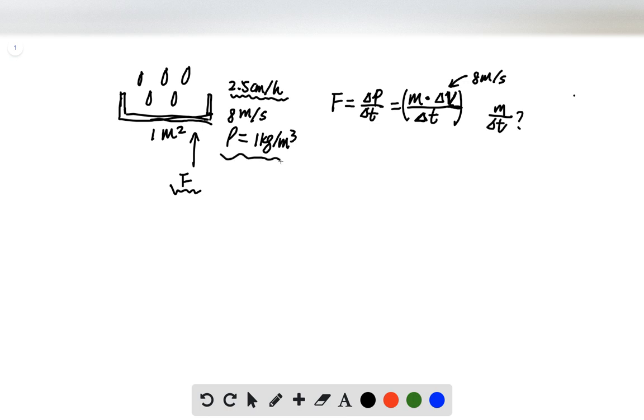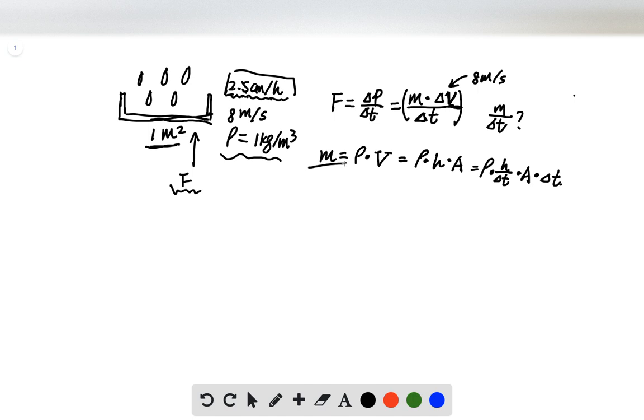So we have this density. So let's try to decompose m into density times volume. How do we find volume? Volume is height times area. But we have this height. We know the rain is falling at 2.5 centimeter per hour, and we know the area is 1 meter square. So that gives us rho times 2.5 centimeter per hour. It's the rate. So it's pretty much height per time, and then we have area, and we have time.